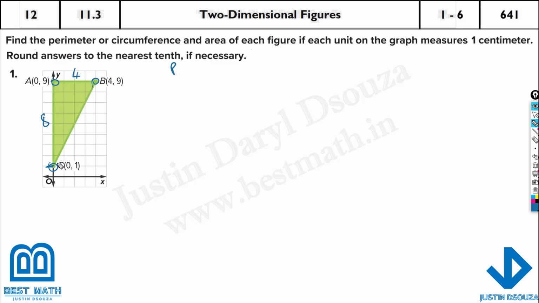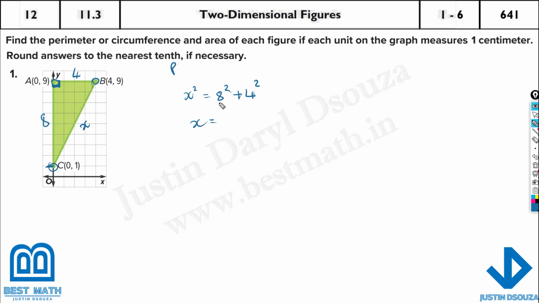One is by the distance formula, but the easier method will be this: look at this, it's 90 degrees and this is the hypotenuse. I'll take it as x. The square of the hypotenuse, the side opposite 90 degrees, is equal to the sum of the squares of the other two sides, 8 squared plus 4 squared.